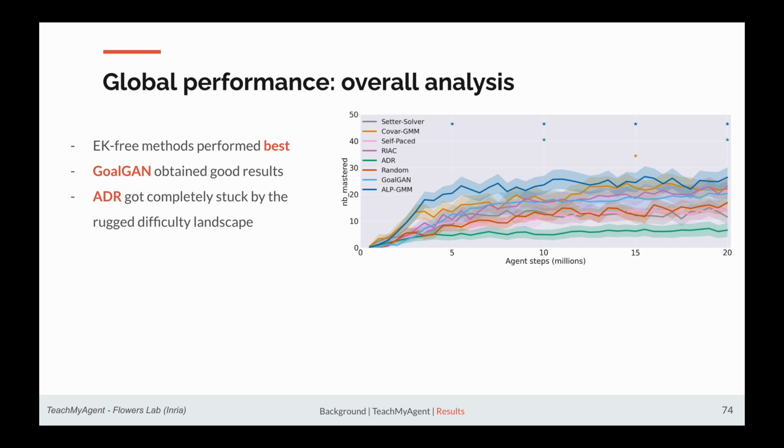Then we can see ADR, which is in green, which performs actually significantly worse than random. The reason for this is that we did not provide any expert knowledge. ADR needs an initial task distribution with simple tasks to start from, and we could not provide it here. So it may have started somewhere very hard in the task space, and we have a very rugged difficulty landscape on the parkour. So ADR is simply stuck.